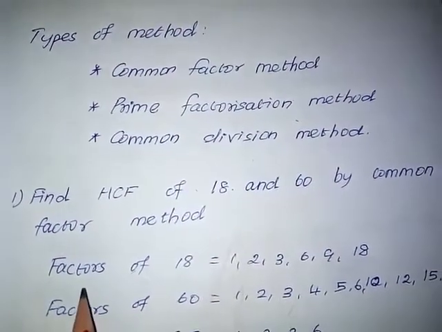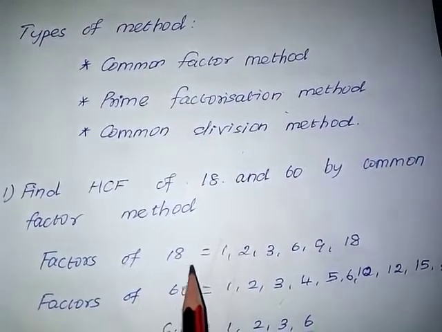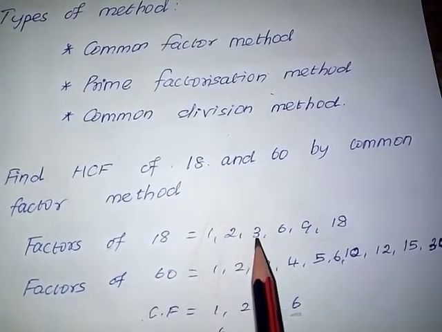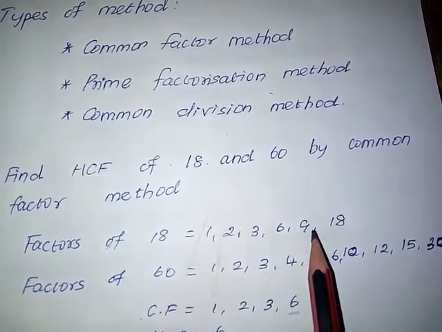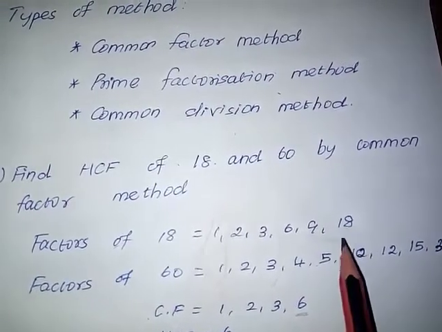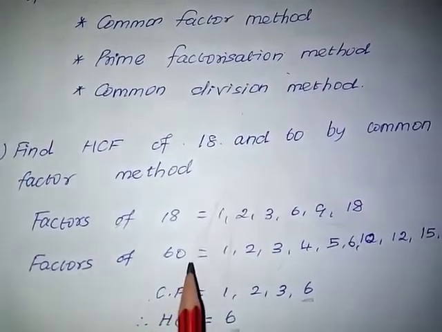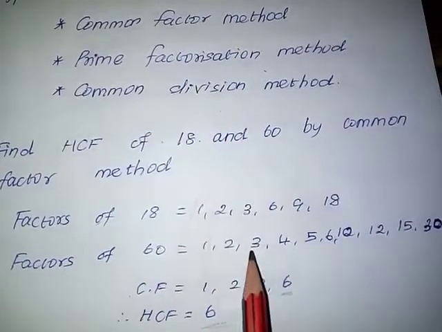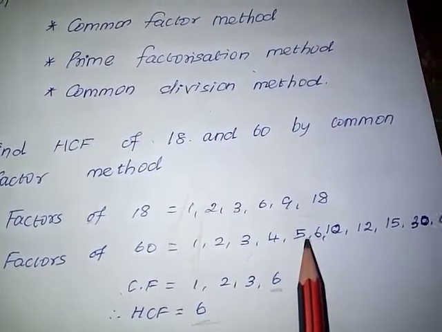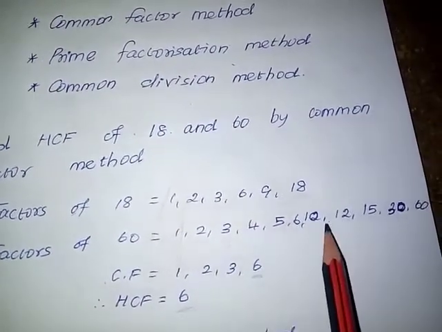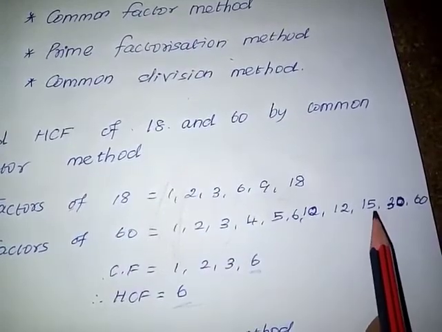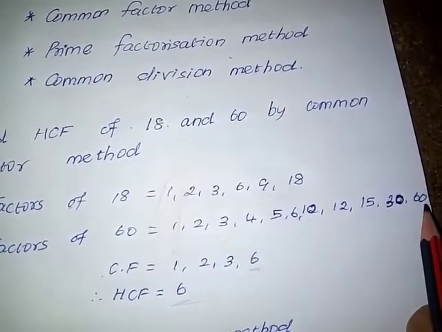So we have to find the factors of 18: 1, 2, 3, 6, 9, 18. Factors of 60: 1, 2, 3, 4, 5, 6, 10, 12, 15, 30 and 60.